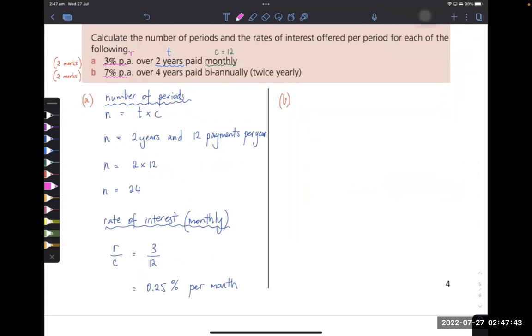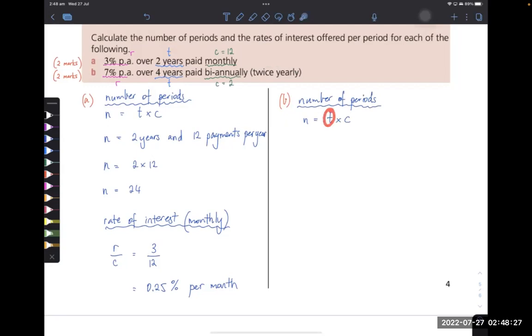Again, we want to annotate this. We have our 7% per annum, which is our R. Our 4 years, which is our T. And this idea of biannually, which means twice yearly. So C in this case is equal to 2. Okay, so we got to interpret what that word means and see if we can change it to a number. We're going to have a look at the number of periods now. And again, let's just follow the formula. The number of years multiplied by how many times you compound in a year.